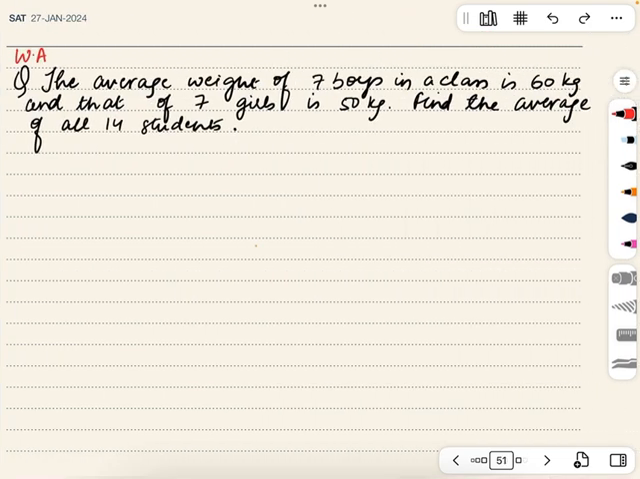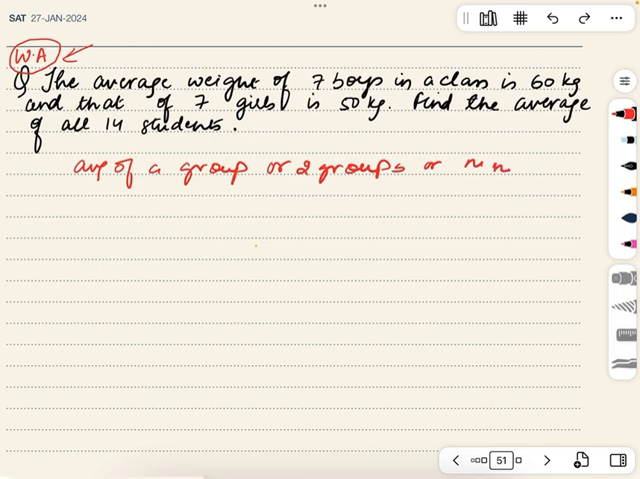Now we go on to something called weighted average. This is just an upgraded question for average. Here what we have been given is the average of a group, or two groups, or n number of groups. If I have been given n number of groups and their averages, how do I deal with them?